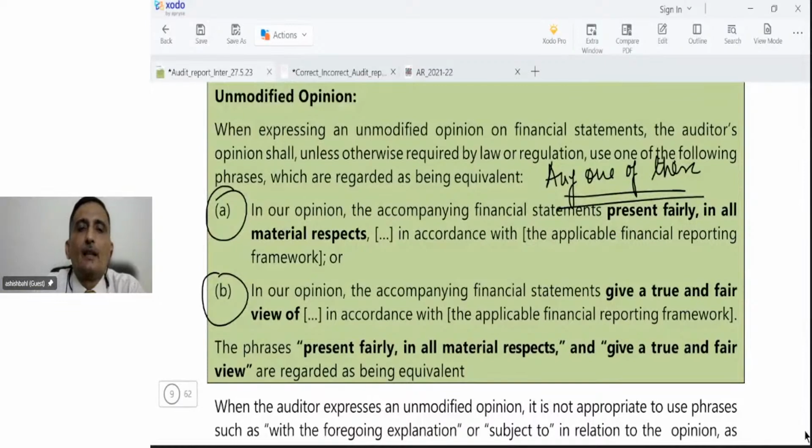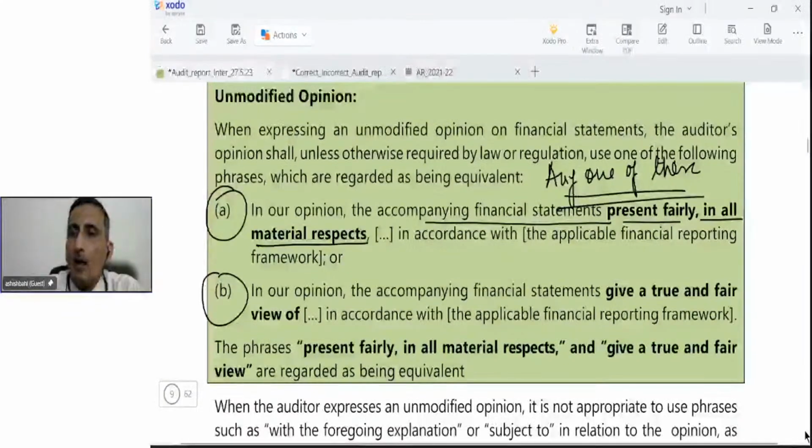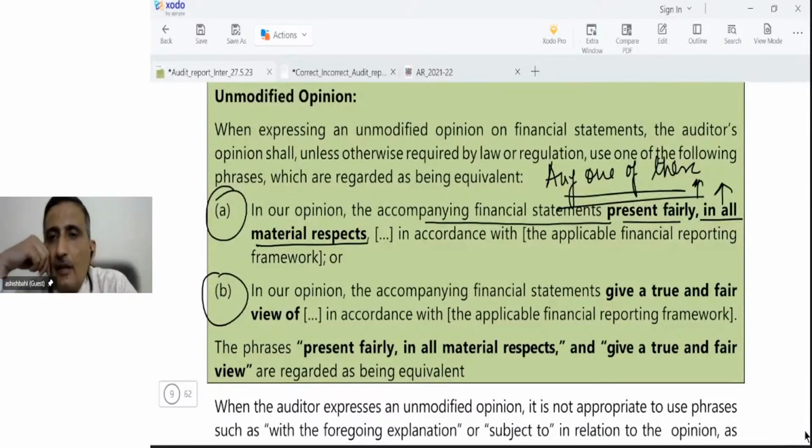Okay. So either he can write that in our opinion, the accompanying financial statements present fairly in all material respects. Remember these in bold words. Present fairly. It means fair representation. Present fairly in all material respects. Both terms are important.